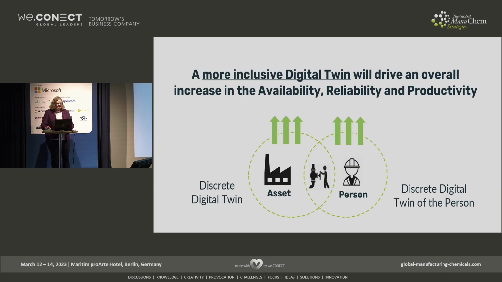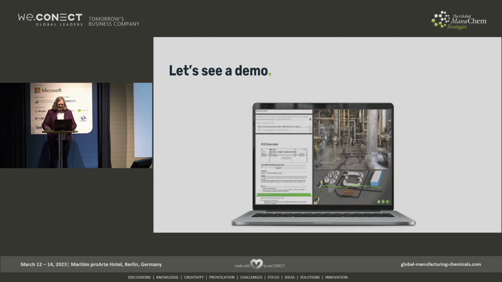In order to have a more holistic approach, you need to have an inclusive digital twin model, which means you need to take into consideration both the asset and the human-asset interface. So, without further ado, let's see a demo of what this digital twin of the person looks like.